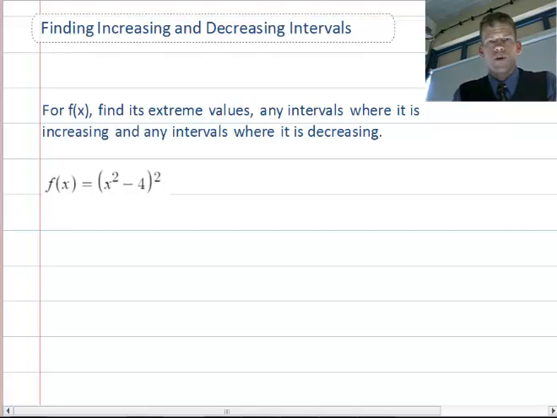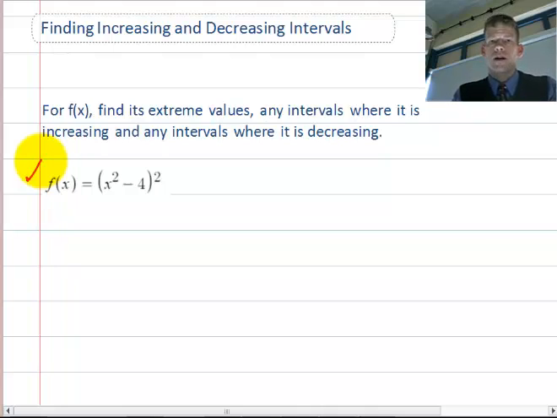Hello math people, this is Mr. McAllen, and today we're going to work on finding increasing and decreasing intervals, and we're going to use some derivative testing to do this. So the first thing is we're going to look at the function that we have given to us. It says to find its extreme values and any intervals where the function is increasing and decreasing.